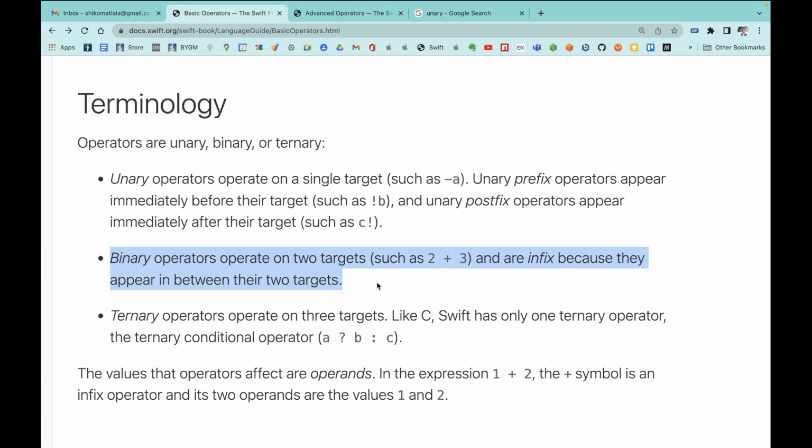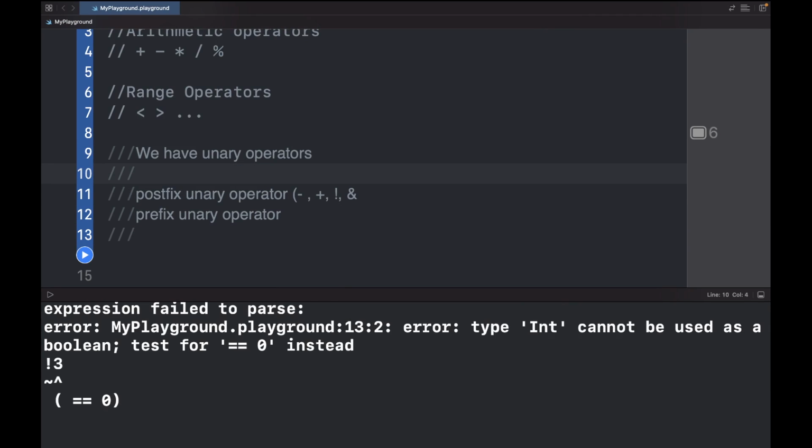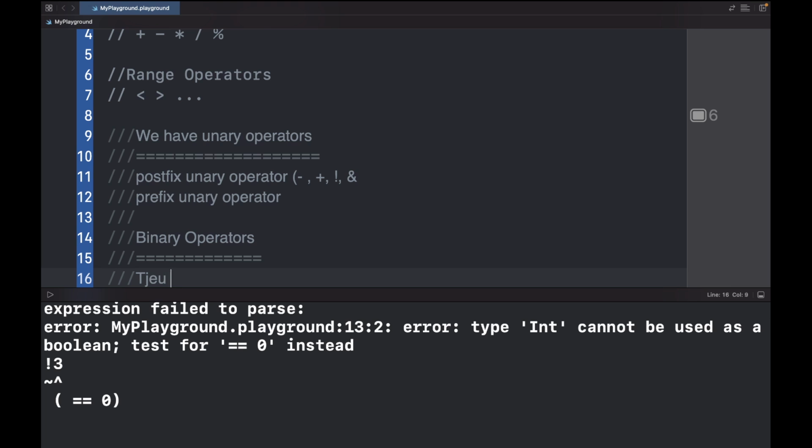So far we came to learn that binary operators operate on 2 targets, such as 2 plus 3, and are infix because they appear in between their 2 targets. Now I like the word that they use there. So let me do this. We have unary operators. I want to do it this way so that I can underline what we're learning here. And then we have binary operators. The one thing that we learn about binary operators is that they are infix.